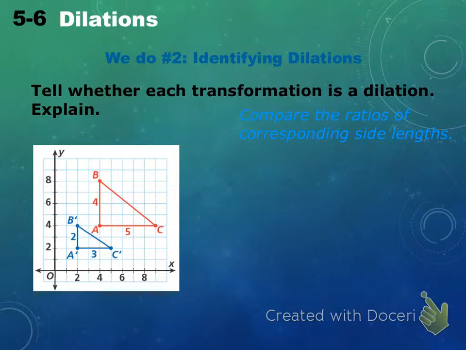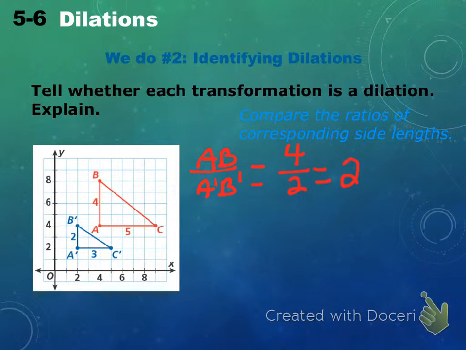So let's look at number 2. We're going to do the same thing here. Compare the ratios of corresponding side lengths. So let's try to compare AB to A prime B prime. AB is going to be 4 units long. A prime B prime is 2 units long. So that's going to be 2.